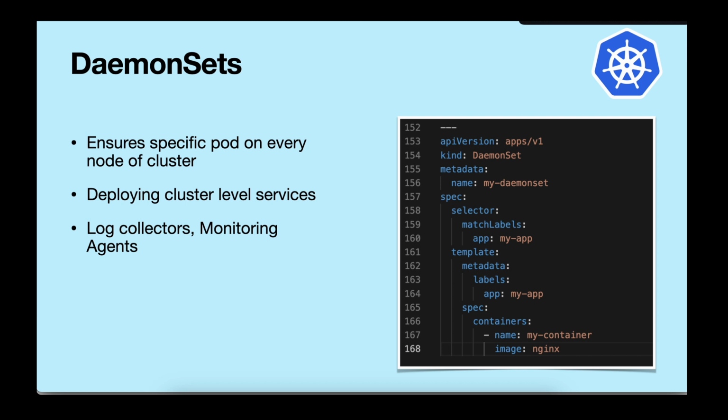Another important resource is DaemonSets. DaemonSets ensure a specific pod runs on every node of the cluster. These are useful for deploying cluster level services or agents that need to be run on every node. For example, log collectors or monitoring agents. A daemon set ensures that all the nodes run a copy of a pod. As nodes are added to the cluster, pods are added to them. As nodes are removed from the cluster, the pods are garbage collected. Deleting a daemon set will clean up the pods it created.